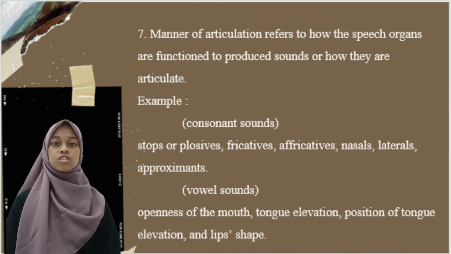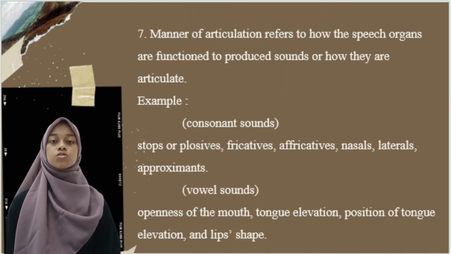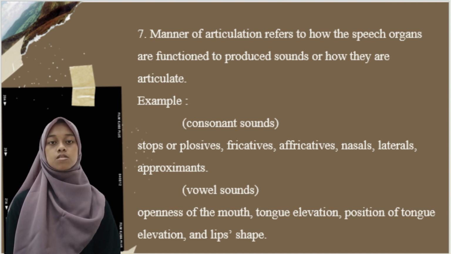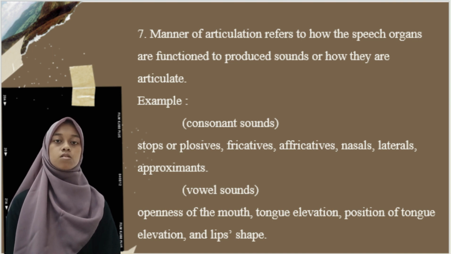Manner of articulation refers to how the speech organs are functioned to produce sounds or how they are articulated. For example, for consonant sounds, there are stops or plosives, fricatives, nasals, laterals, and so on, and vowel sounds consist of openness of the mouth, tongue elevation, position of tongue elevation, and lip shape.